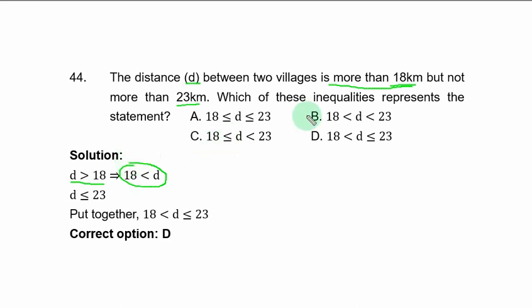The second one, but not more than. That means the highest distance there is 23. It can be 23 and lower, but not more than. That means less than or equal to. It can be 23 or lower than 23. This is what you have there. If you put together, you start from 18 followed by less than, then you get to D, and D is less than or equal to 23. So D is the correct option.